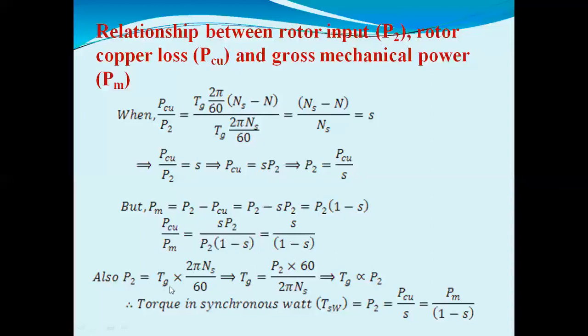Also, P2 equals TG into 2 pi Ns by 60, which we have already seen. So TG equals P2 into 60 by 2 pi Ns. So TG is proportional to P2. The torque in synchronous watts, that is P2, equals PCU by s, which equals PM by (1 minus s). So this is the relationship between the different power flows in the three-phase induction motor.